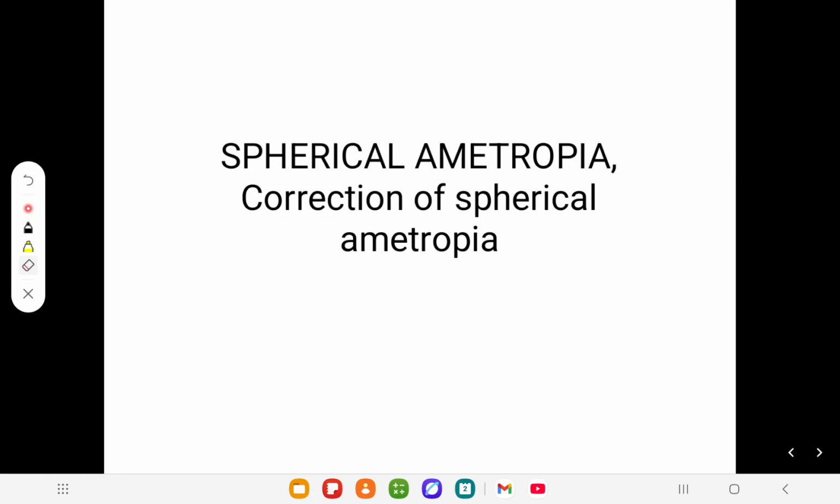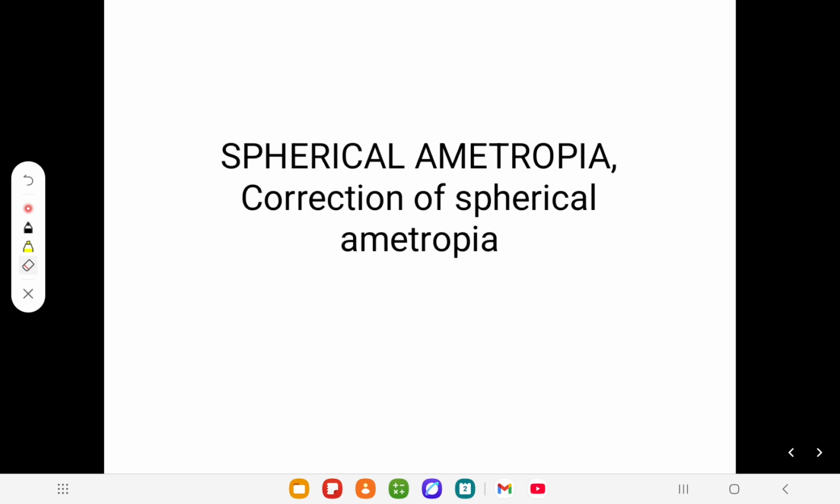Okay, today we are going to discuss spherical ametropia and its correction, which is strongly on the basis of optics, not clinical tips and all these things. So we are not going to talk about astigmatism, definitely not. We are going to talk about myopia and hyperopia.